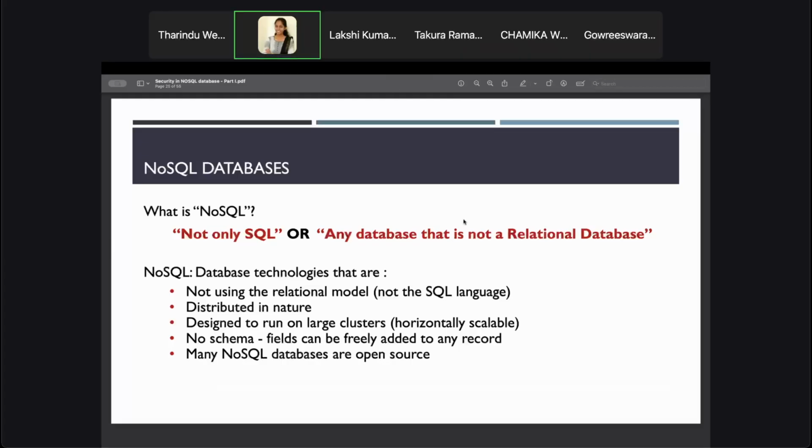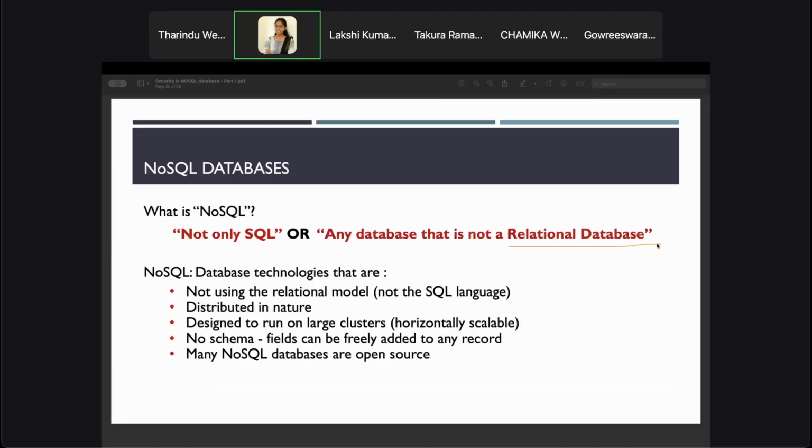So let's move on to NoSQL database. So now you understood why we need this NoSQL. Let's see what is a NoSQL. NoSQL means not only SQL, or any database that is not a relational database, we call them NoSQL. You have relational database. We have studied about that. We have limitations. Then we come up with NoSQL. So NoSQL is any database that is not a relational database.